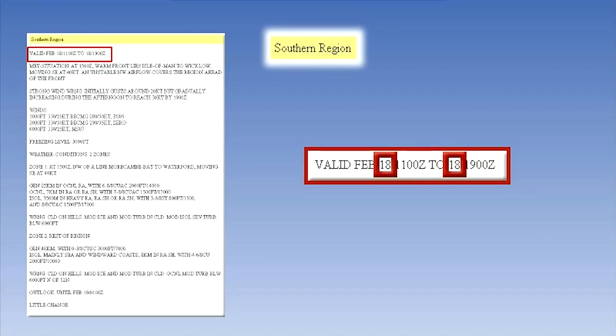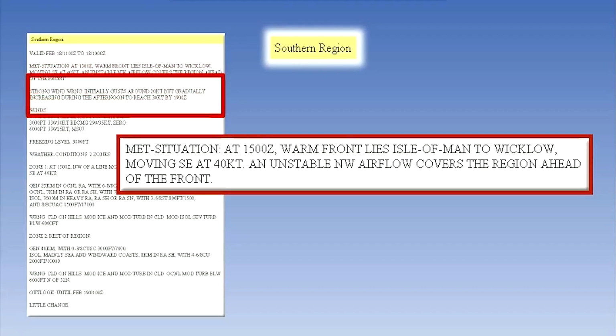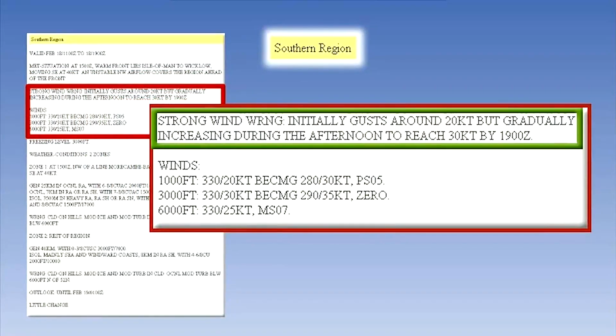Next, we find a concise description of the meteorological situation expected to impact the forecast area. This section typically highlights any active fronts in the region and their expected movement. You'll also find vital details regarding any shifts in the air mass. We use clear, professional, abbreviated plain English to describe what we call the Met situation. Just below that, you'll see a section detailing any warnings for strong winds.